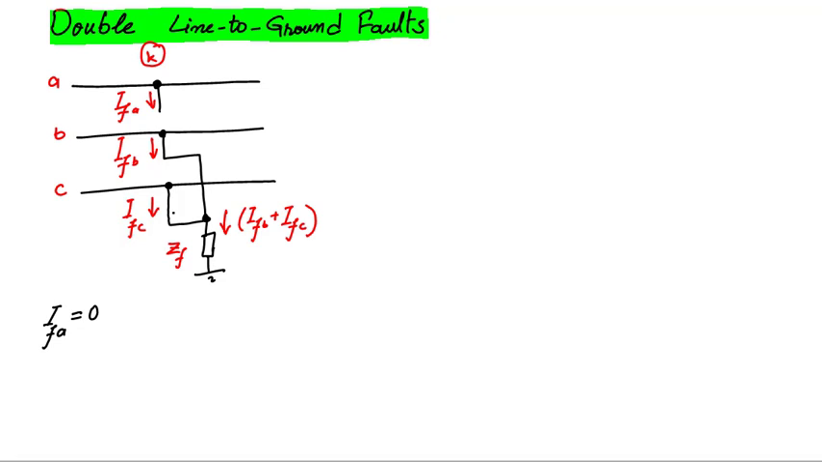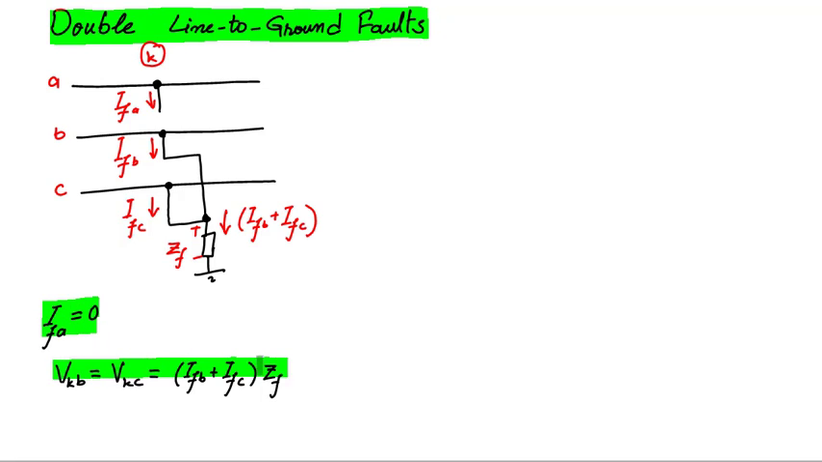Further we can see phase B and phase C are connected with each other and then connected to ground. So this short circuit between B and C will make the potential of phase B and phase C equal. So we can write it as phase B voltage at bus K and phase C voltage at bus K are equal, and that is equal to the voltage drop across this impedance due to the current IFB plus IFC. So here we have two characteristic equations of a double line to ground fault in terms of phasor currents and phasor voltages. Now by using these two characteristic equations, we will develop the characteristic equations of double line to ground fault in terms of the sequence currents and sequence voltages.